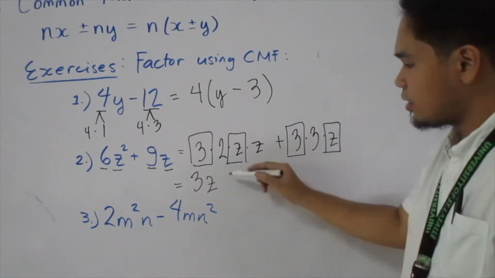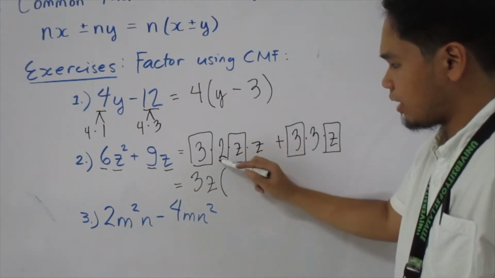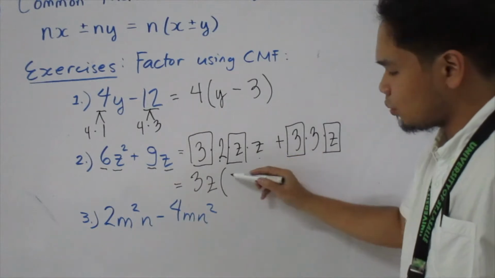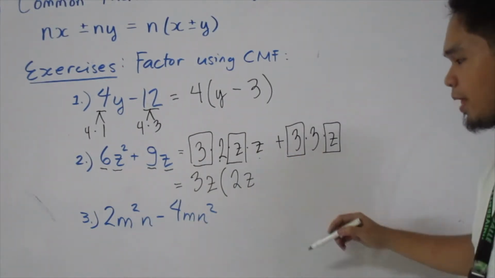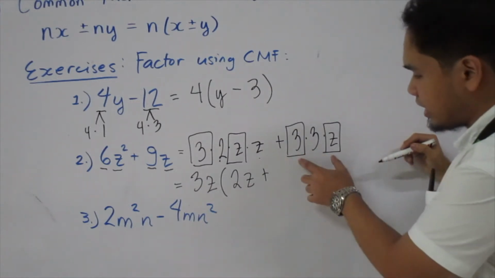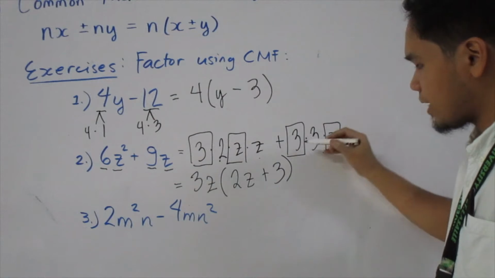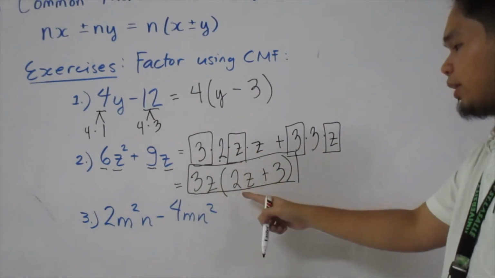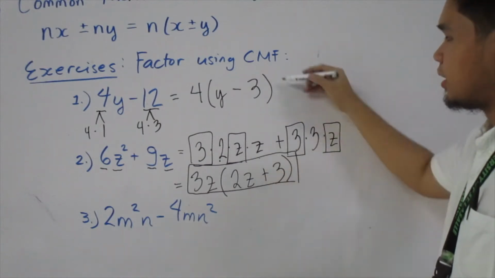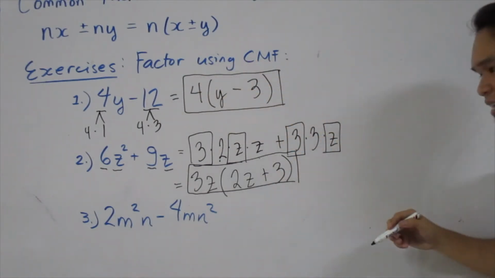Okay, if that's the case, open parenthesis, what is left of the first term? It can be clearly seen that we have 2 times z. So we have 2z here in the first term. After this, since we took the 3z in the second term, what is left is just 3. So this is your answer in number 2: 3z times the quantity of 2z plus 3. Okay, hopefully you've got the answers correct.